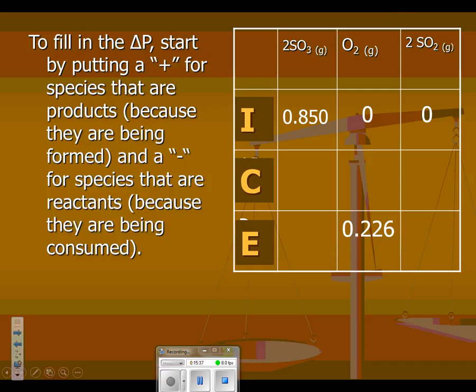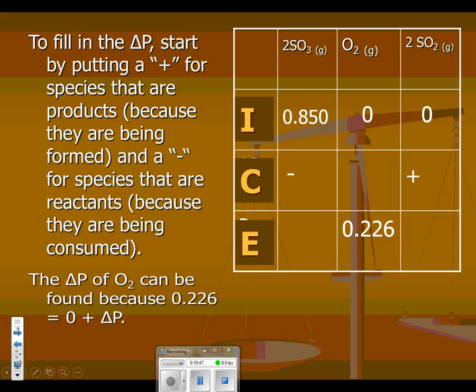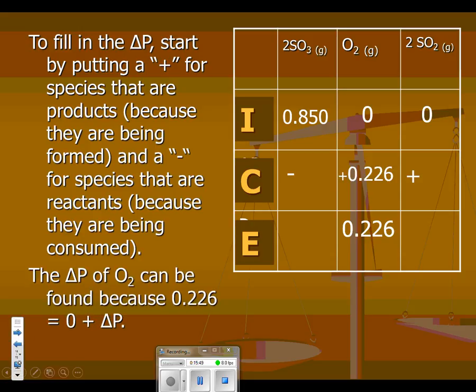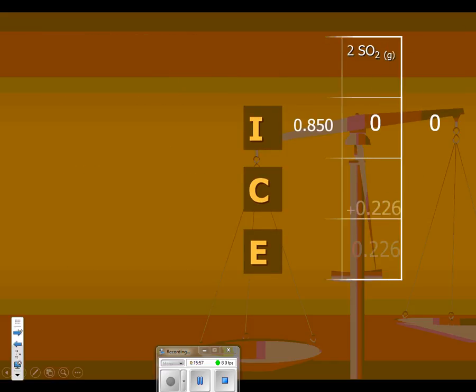Okay, to fill in delta, or the change, by putting a plus or minus. So we're going to subtract something from SO3 because it's shifting, right? And we're going to add something to the other two because they're gaining something. And we know exactly what this one gained, right? Because of equilibrium.